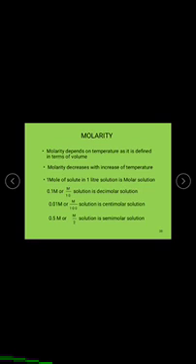If it is 1 molar concentration, that is a 1 molar solution. 0.1 M is a decimolar solution. If it is 0.01 M, the solution is called a centimolar solution. If it is 0.5 M, the solution is known as a semimolar solution.